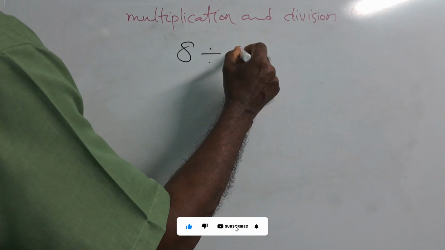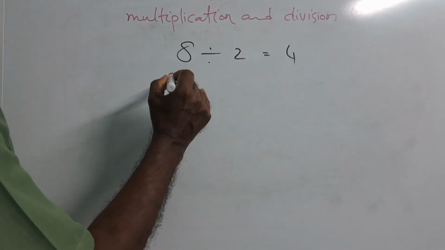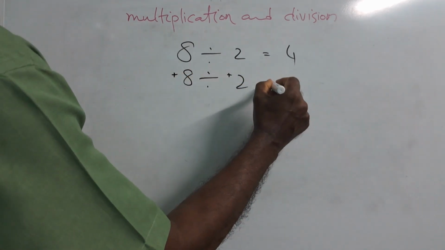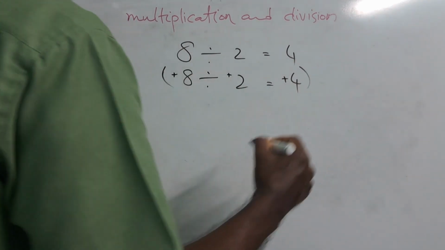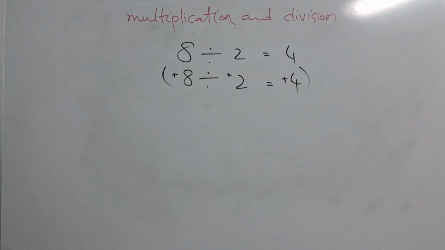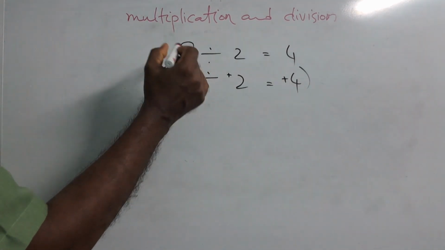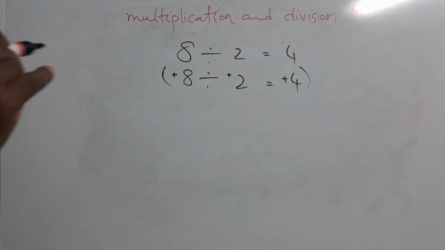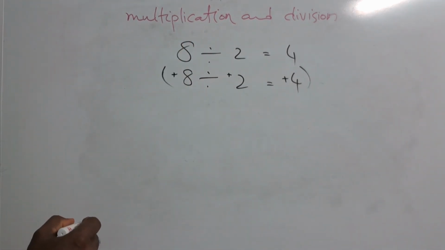8 divided by 2. The answer is 4. Actually, positive 8 is divided by positive 2. The answer is a positive number, positive 4. I have already told you that if a number doesn't carry any sign for itself, this number is a positive number. If the number is a negative number, the negative sign is carried with the number itself.